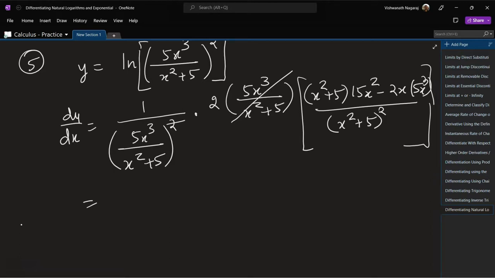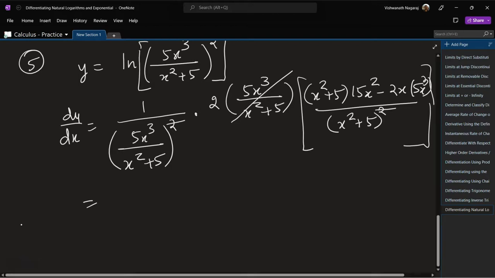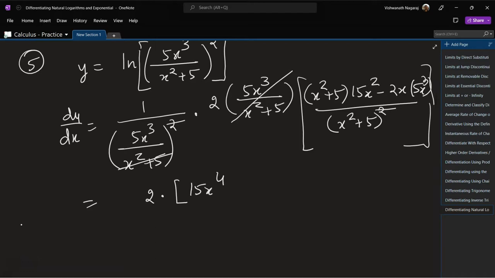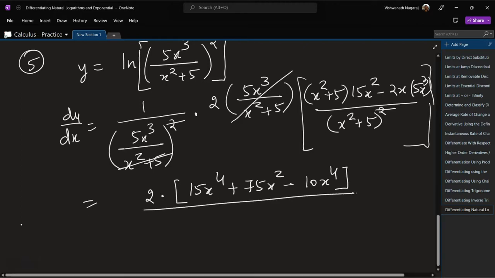Right? And then here we have x square plus 5 and we have x square plus 5 square. So one of this and this cancels. So what do we have? We have 2 times, let's expand it, 15x^4 plus 75x square minus 10x^4 divided by 5x cube times x square plus 5.